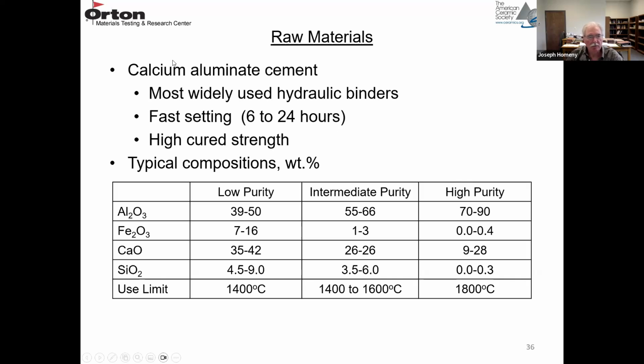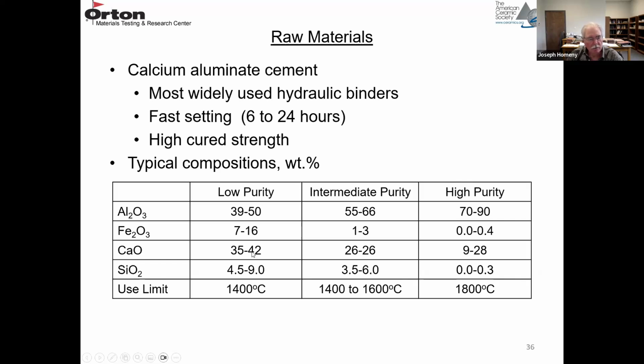So there's three types of calcium aluminate cements, and they're all based on purity. So there's a low purity, an intermediate purity, and a high purity. So the two main components are Al2O3 and CaO. So the low purity material is maybe 39 to 50% alumina, going to higher purity, 55 to 66% alumina, and then the high purity is maybe 70 to 90% alumina.